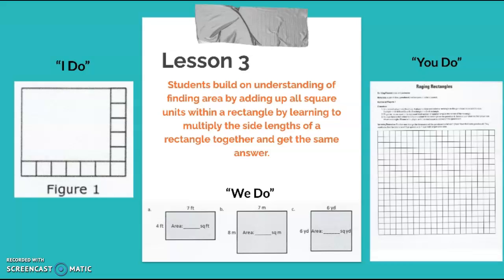Then we'll do the we do, which is underneath there, and do that together, inviting students up to demonstrate and model how they arrived at different answers. And then the you do will be, again, partners doing the game Raging Rectangles, where they will roll dice to create rectangles with that number of dice.